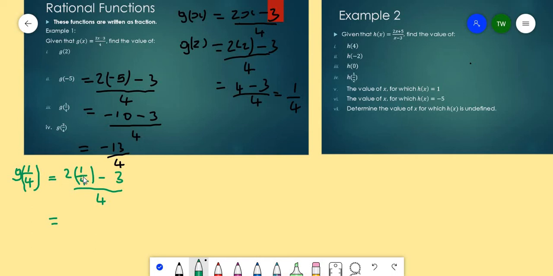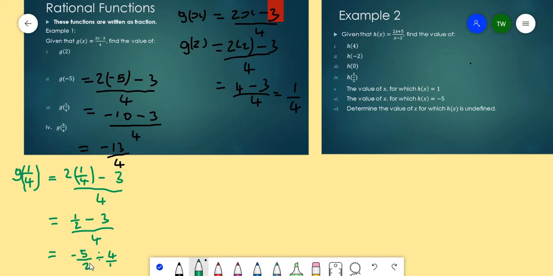So 2 times a quarter, that's just going to give us a half. Minus 3 divided by 4. Alright? Now we need to simplify our numerator. So a half minus 3, that's just negative 5 over 2. And all of that is to be divided by our denominator here, 4. So I'm just going to put this division bar here at the side, divided by 4. And remember that 4 is the same thing as 4 over 1.